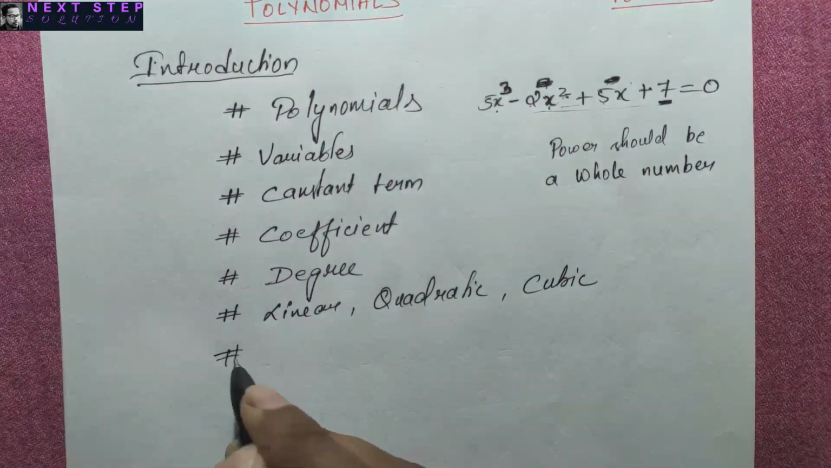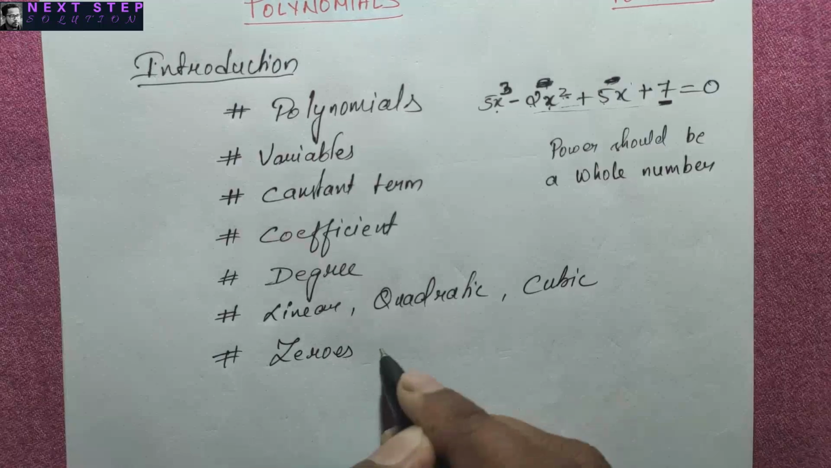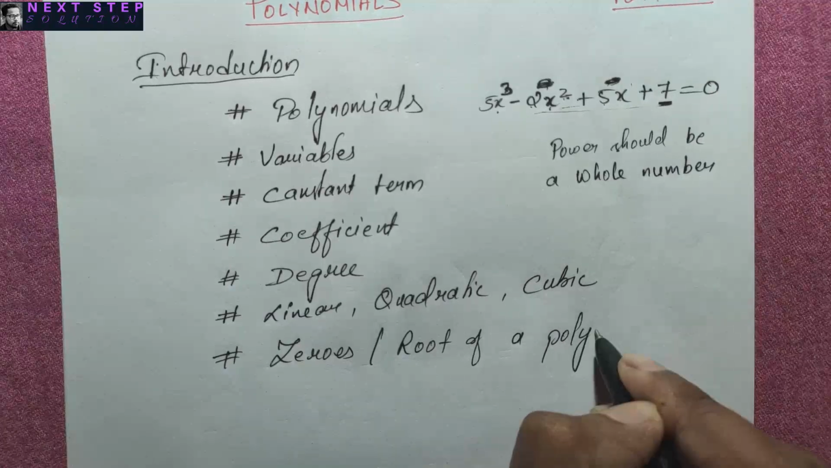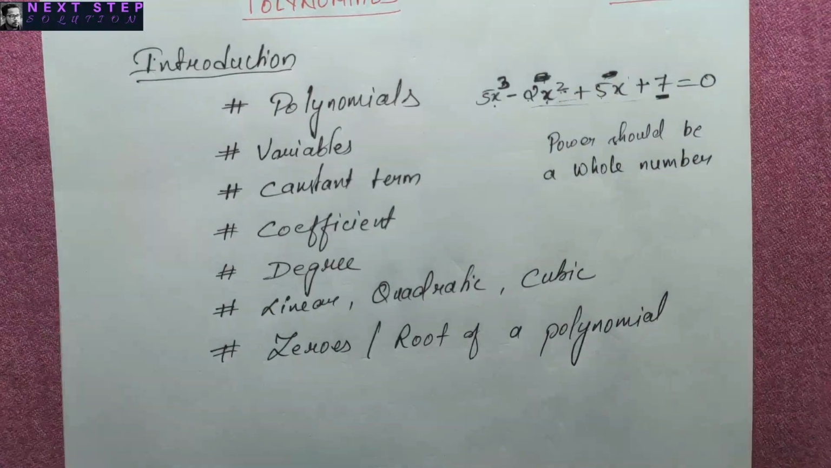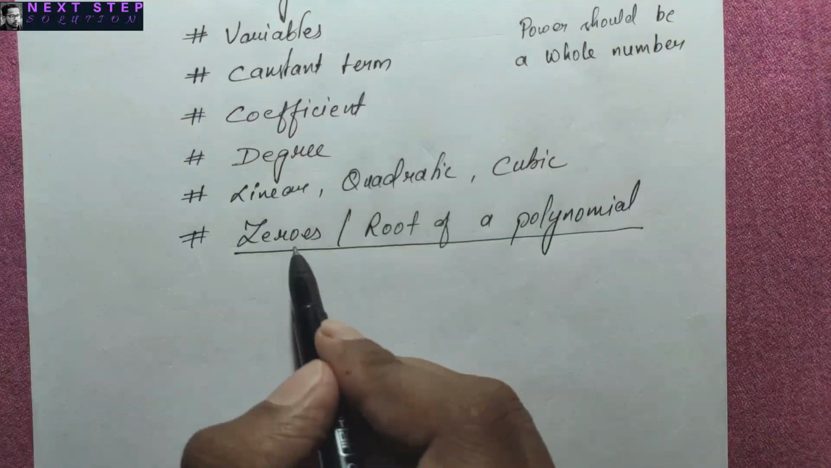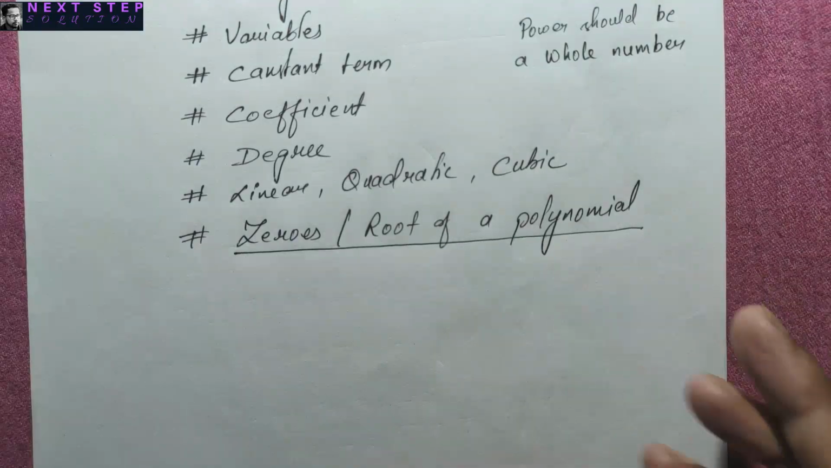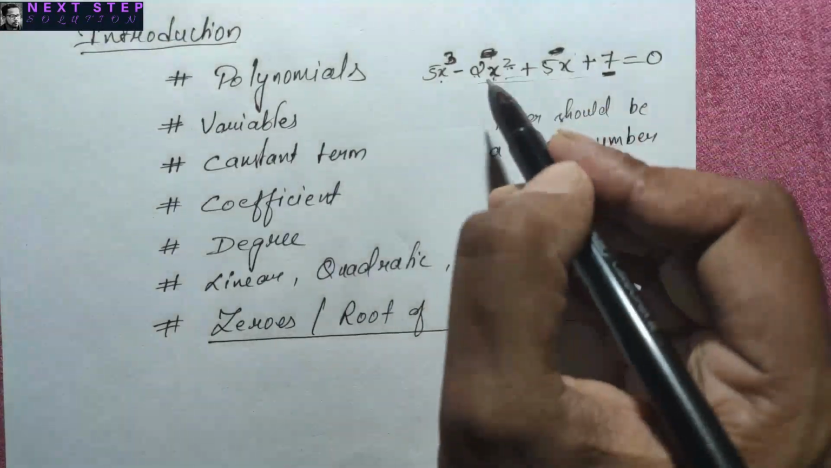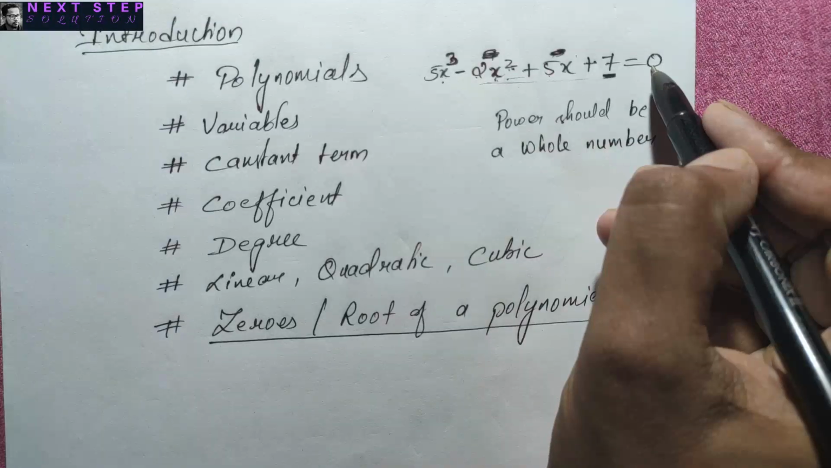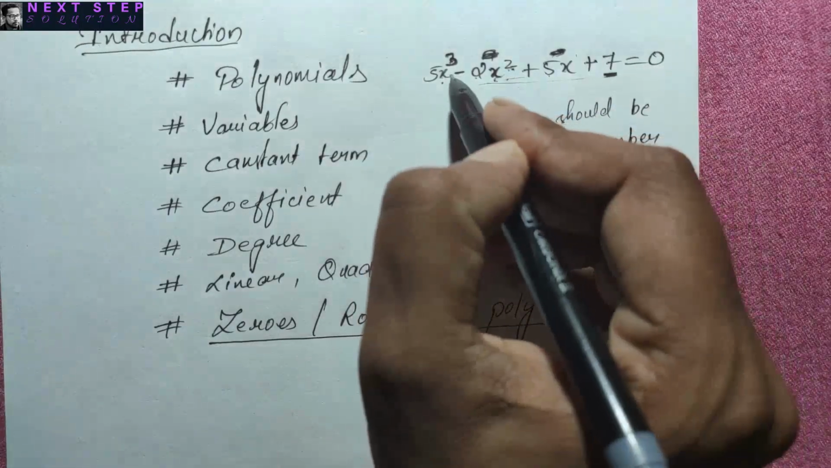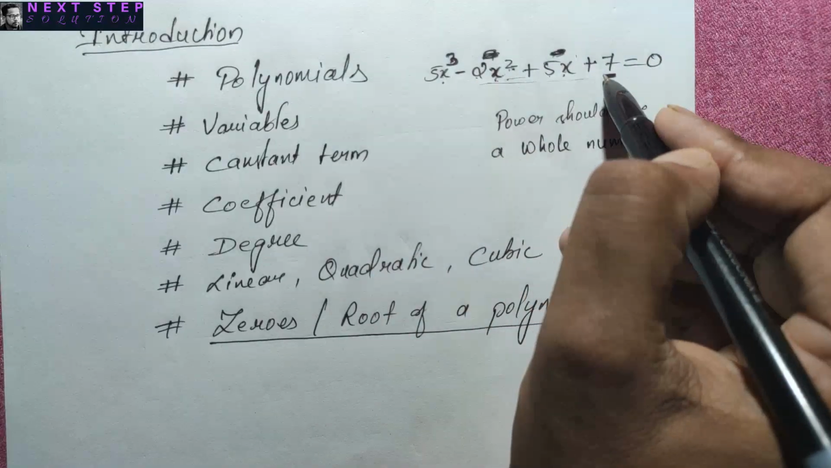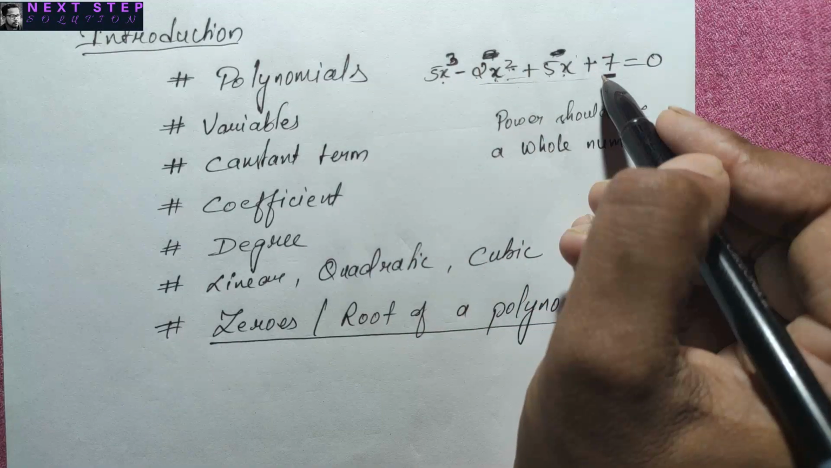Then the next thing is zeros, or we can also say roots of a polynomial. Here, mostly we will be learning about roots and zeros of quadratic polynomial. Zeros of a polynomial means the value of x. Suppose I take the value of x here as 2 and after solving the answer becomes 0, then 2 is the 0 of this quadratic polynomial. If I take the value of x as 9 and I get the answer as 0, then we say 9 is the 0 of this quadratic polynomial. So zeros of a quadratic polynomial means the value of x.